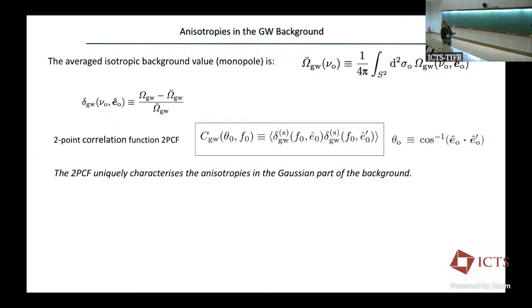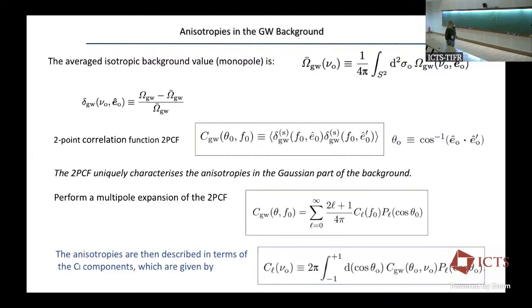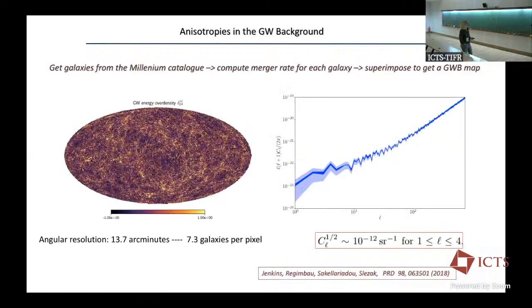I form the two-point correlator. If I assume Gaussian statistics, the two-point correlator is all I need to know. From there, I can do a multipole expansion in Legendre polynomials, which is exactly what people have been doing for the CMB. The anisotropies are given by these C_ls, which give you anisotropy at scale l, which goes like 2 pi over theta. And these are the Legendre polynomials. So that's what we found.